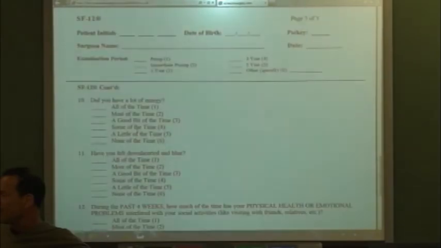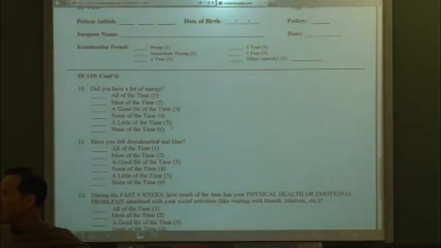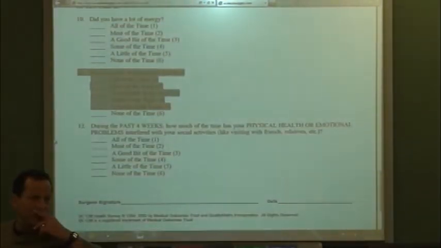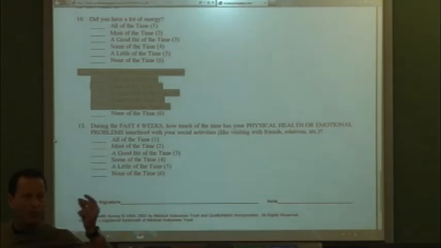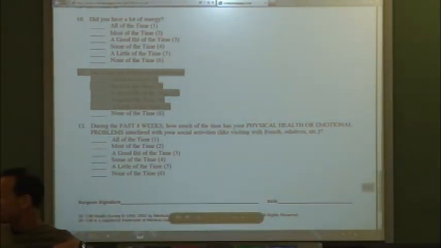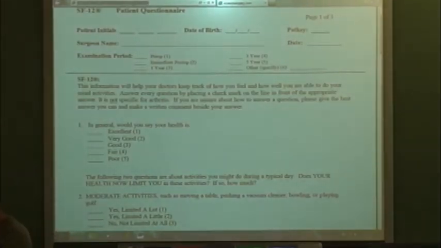And now what it does for the mental health part, it asks, do you have lots of energy? Have you felt downhearted and blue? So it reduces down to 2 questions. Wow, it's a lot briefer, isn't it? Is it oversimplified though? Well, that's the thing. Let me ask you this question.